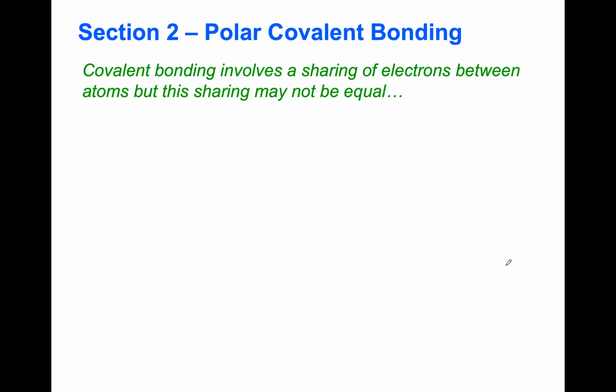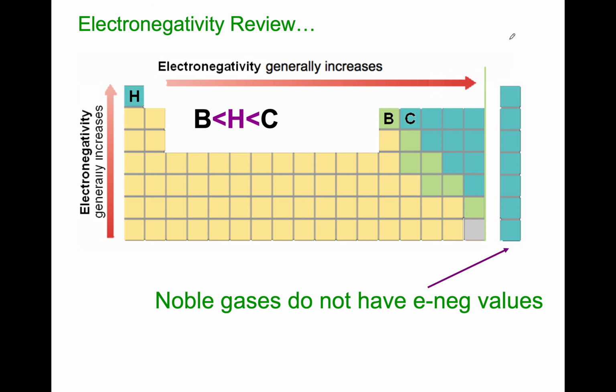Okay, so let's go over polar covalent bonding. First, a review of electronegativity. Okay, remember, electronegativity is an atom's tendency to want to hog electrons. Okay, so I'm going to just fill in this table over here.